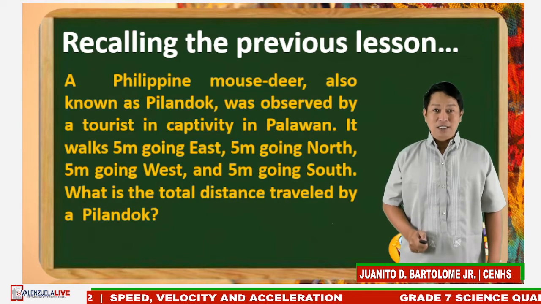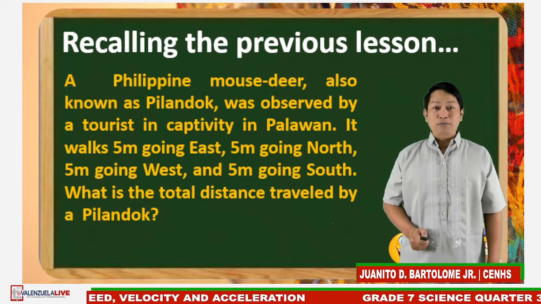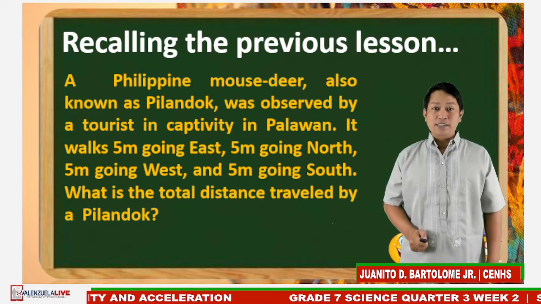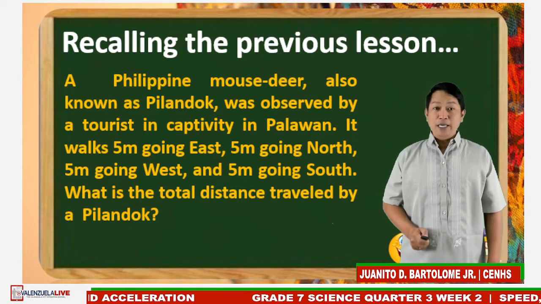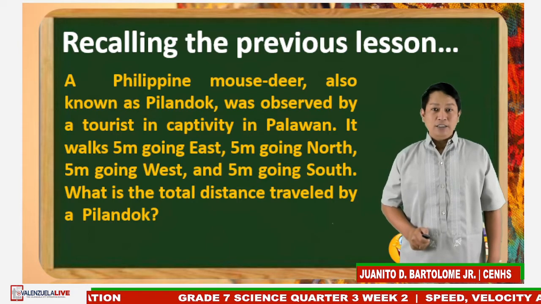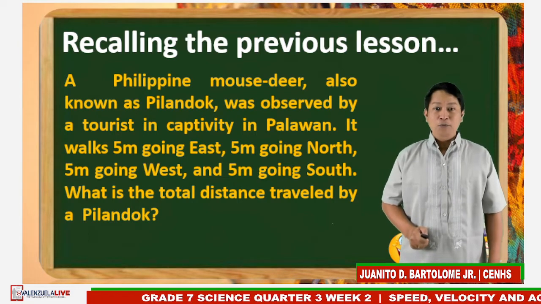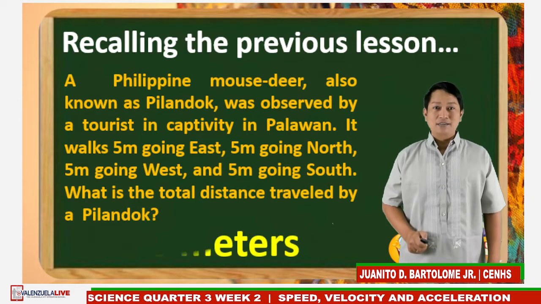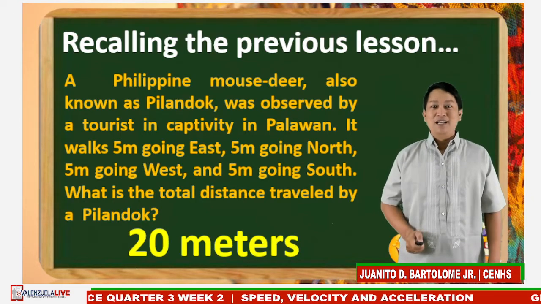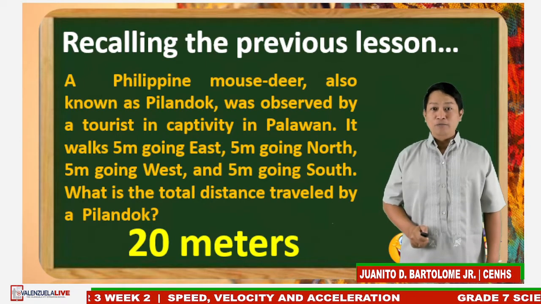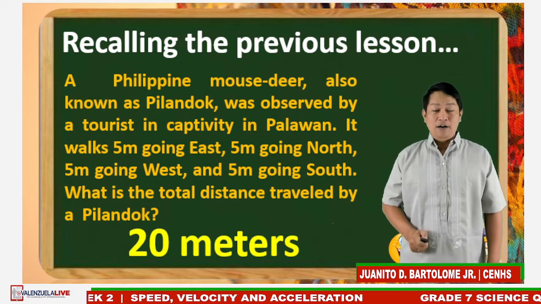A Philippine mouse deer, also known as pilandok, was observed by a tourist in captivity in Palawan. It walks 5 meters going east, 5 meters going north, 5 meters going west, and 5 meters going south. What is the total distance traveled by a pilandok? Please type in your answer. And the answer is 20 meters. To compute for the total distance, we simply add all the paths traveled by a moving object or body regardless of the direction.